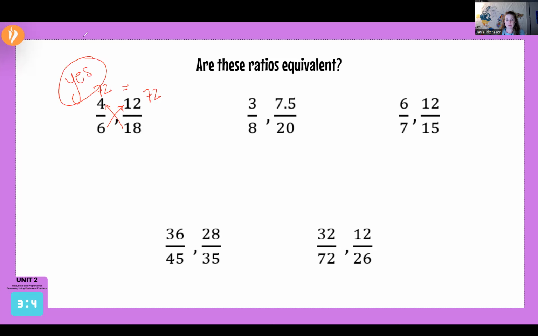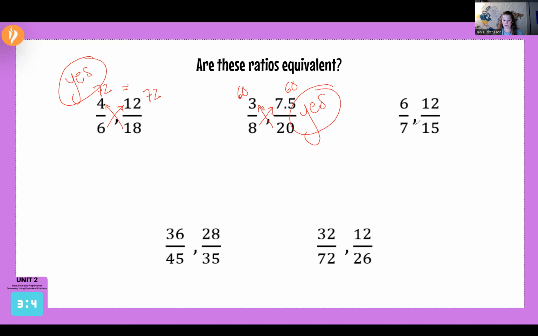All right, so even on the second one with a weird decimal in there, we can cross multiply 8 times 7.5, and I get 60. And then 20 times 3 is also 60. So yes, these are also equivalent. All right, so you guys pause the video and see if the rest of them are equivalent or not.